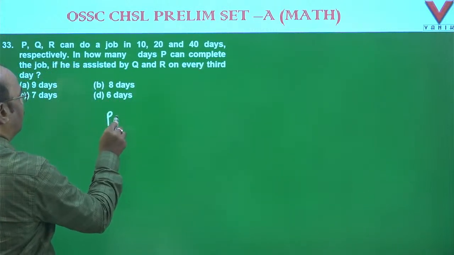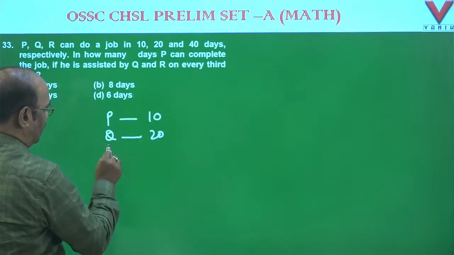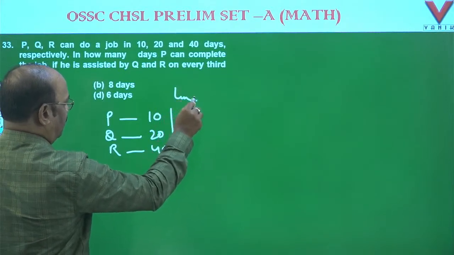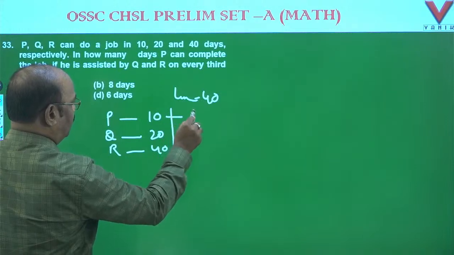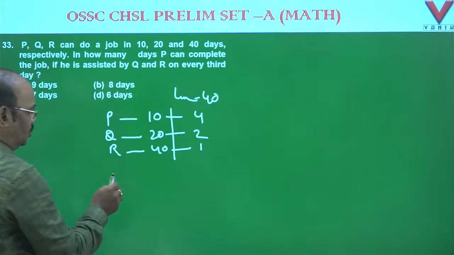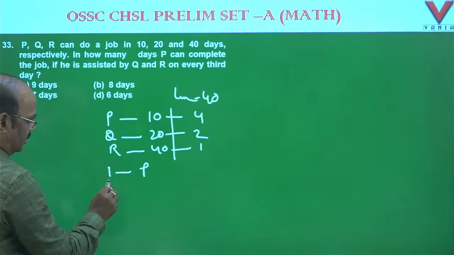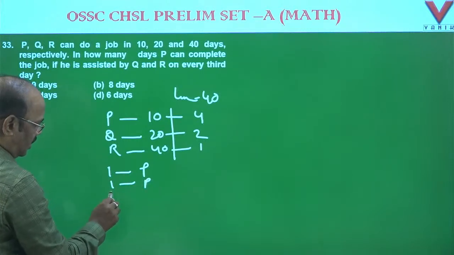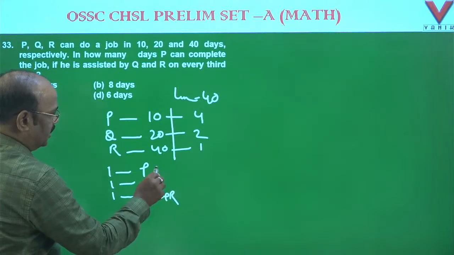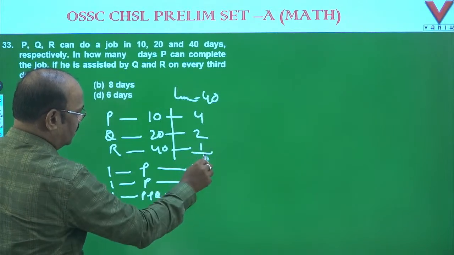P takes 10, Q 20, R 40. Take the LCM, 40. Efficiency of P is 4, efficiency of Q is 2, and R is 1. So what is the sequence? First day P works, second day also P works, third day P plus Q plus R. The efficiency on the third day is 4 plus 2 plus 1, that is 7.